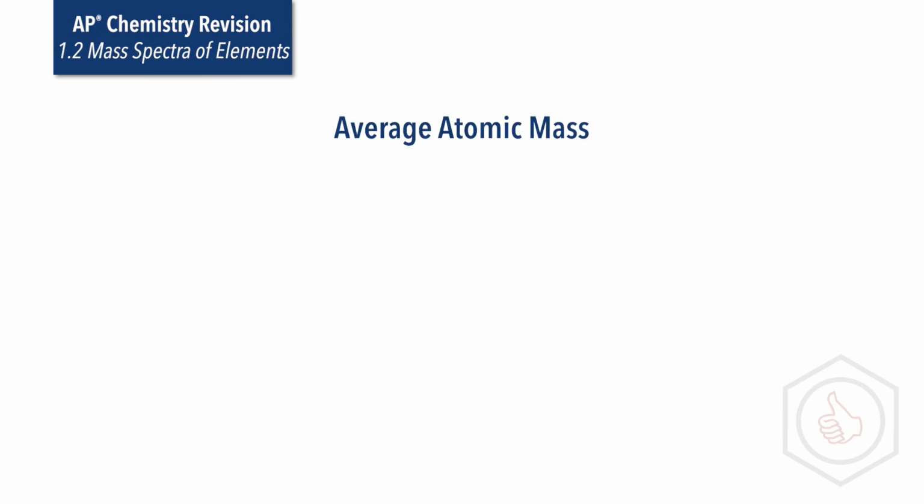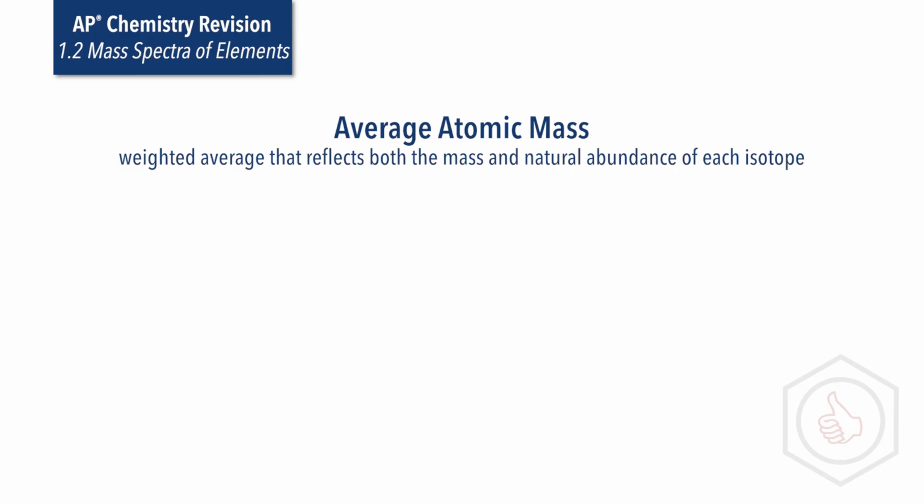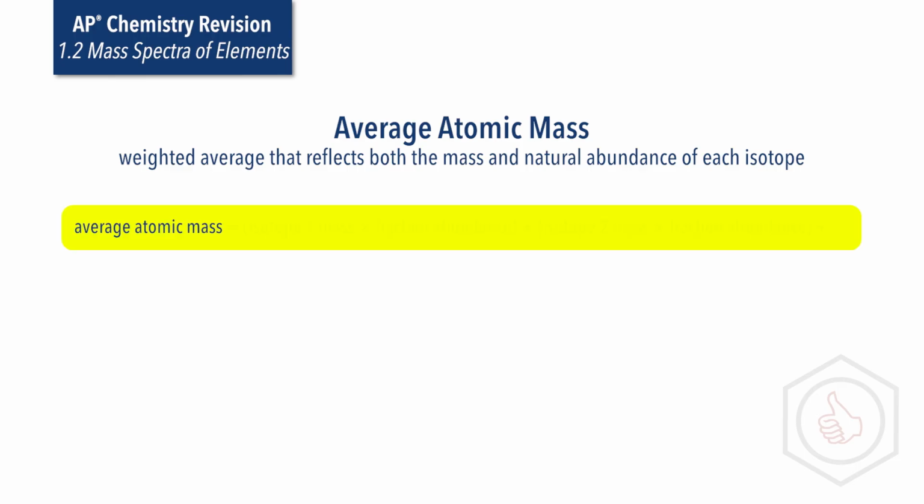Average atomic masses given by a periodic table of elements aren't simply averages based on isotopes. They're weighted averages that reflect both the mass and natural abundance of each isotope. To calculate average atomic mass, we use the formula average atomic mass equals isotope 1 mass times its fraction abundance plus isotope 2 mass times its fraction abundance, and so on.